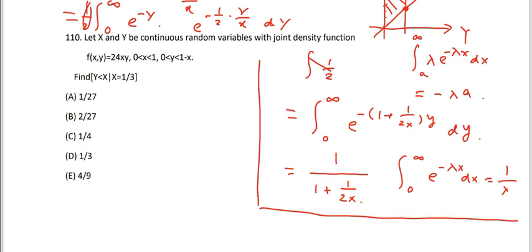Then the density function is just the derivative, right? By the way, this function we can simplify a little bit. Multiply by 2x, so that's equal to 2x over 2x plus 1.